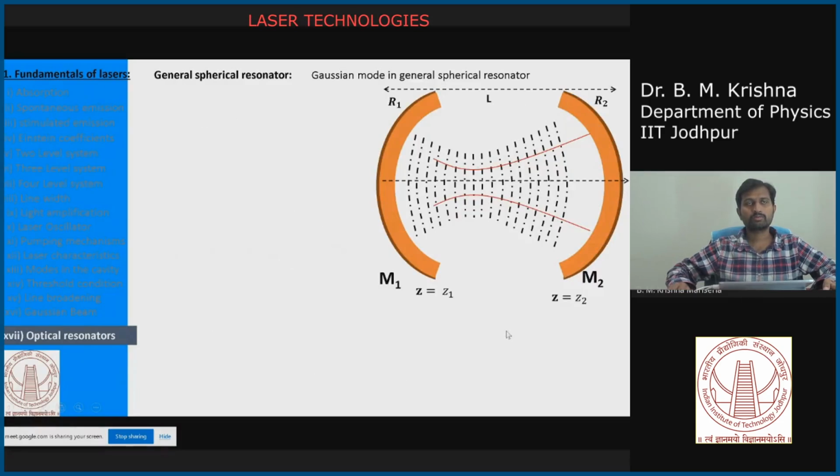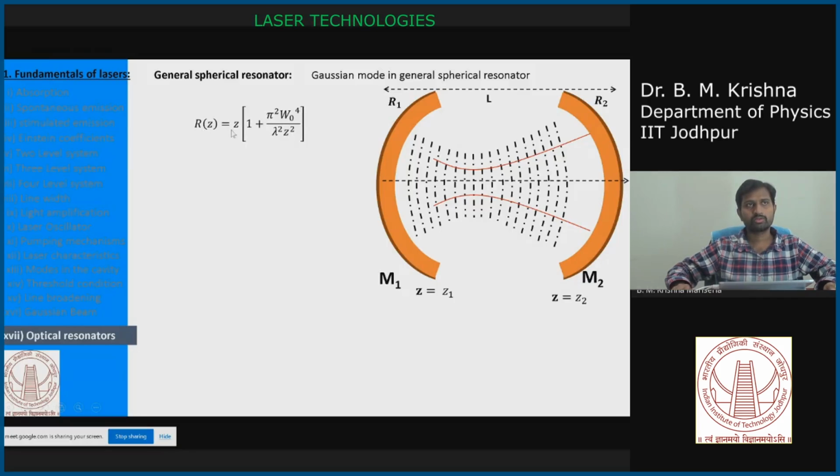Okay, so in the last session we discussed the Gaussian mode in a general spherical resonator. Now we are talking about a general resonator, which has radii of curvature R1 and R2 and cavity length L. The focus, or the W naught of this mode, can be at any position in the cavity, because we don't know what R1 and R2 are. So now we are trying to get the stability condition for the general spherical resonator.